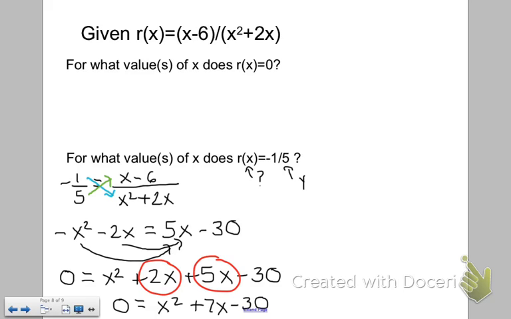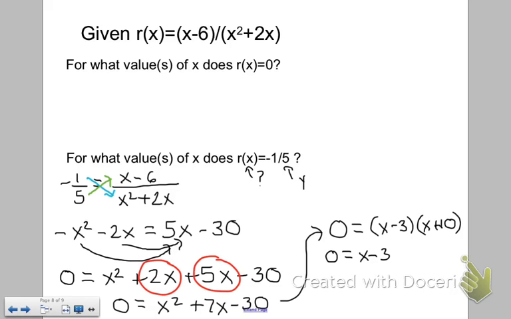I'm real close. We got to finish off by factoring. So that trinomial is going to break down into two binomials. What can I use that would multiply to 30 but adds to 7? Let's try 3 and 10. And we're going to have a negative 3 and a positive 10. And my x squared is going to break down into x and x. So now I'm going to use that zero product property and set each piece equal to 0. So I have 0 equals x minus 3. And I have 0 equals x plus 10.